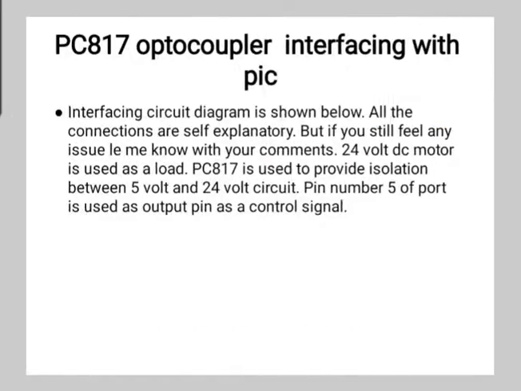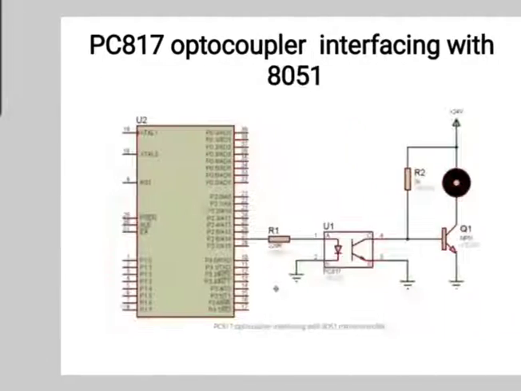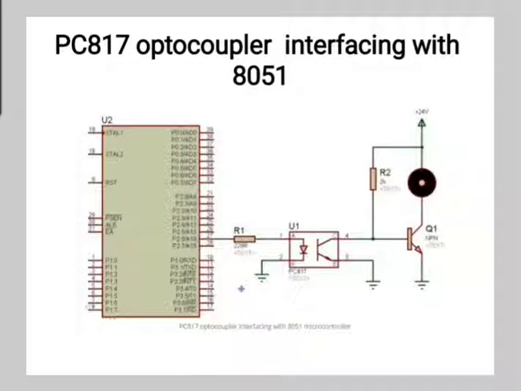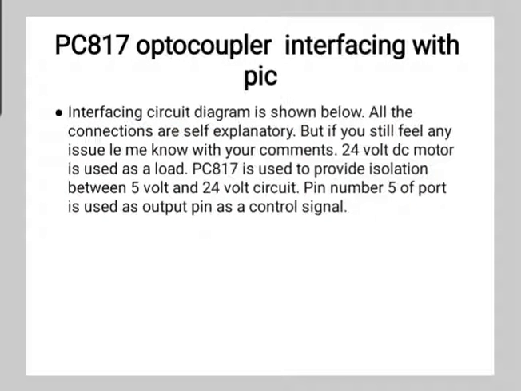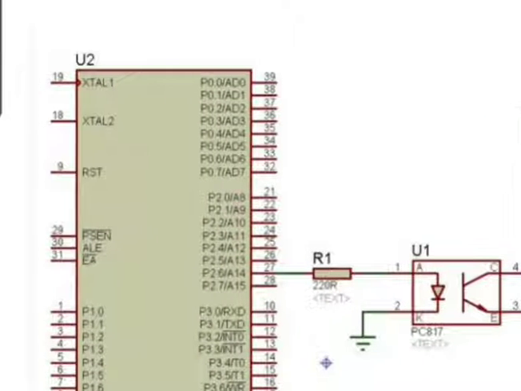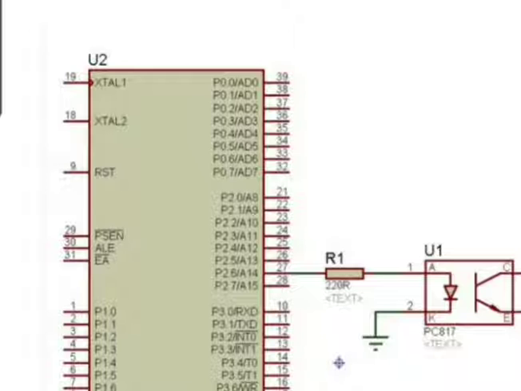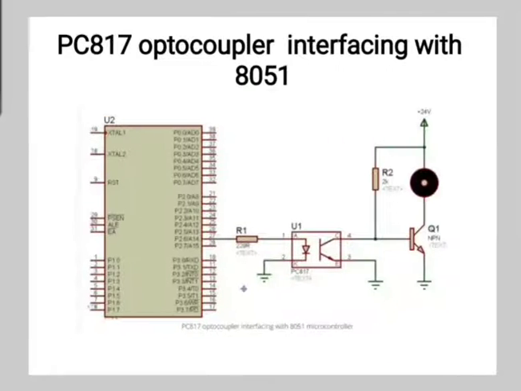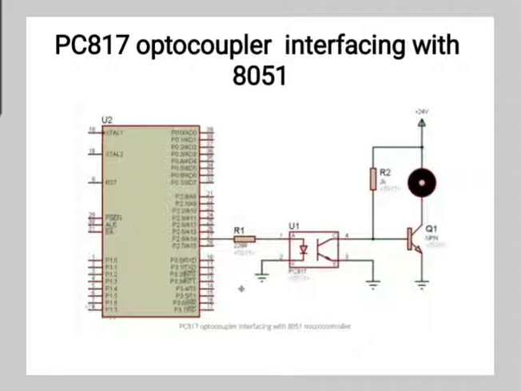24 volt DC is used as a load. PC817 is used to provide the isolation between 5 volt and 24 volt. Also, pin number 5 of the port is used as an output pin. So this diagram shows PC817 optocoupler interfacing with the 8051 microcontroller.